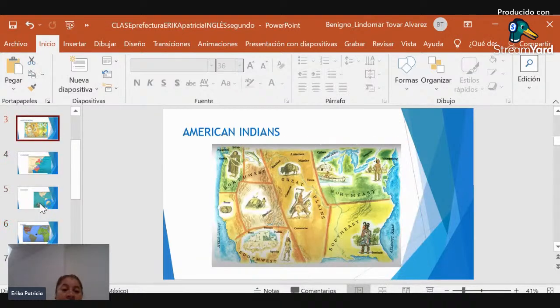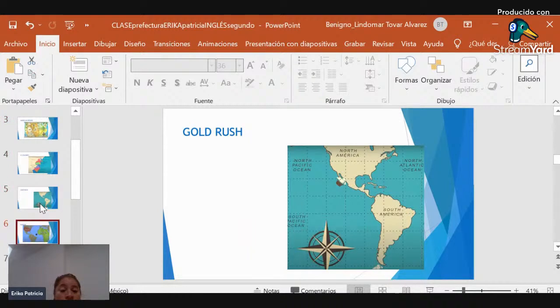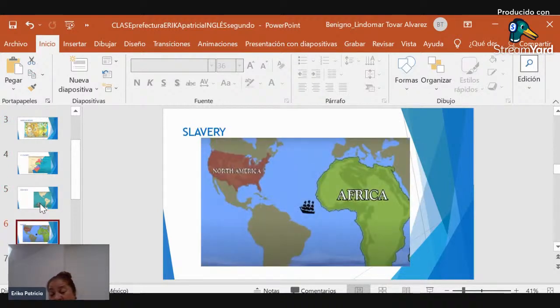Also, during the 13 colonies, if you remember the information, we had slavery. That is a very painful event in the United States that is part of the history. So these slaves were forced to come to North America from Africa. So they were part of the big plantations they had of cotton, tobacco, and many other products.